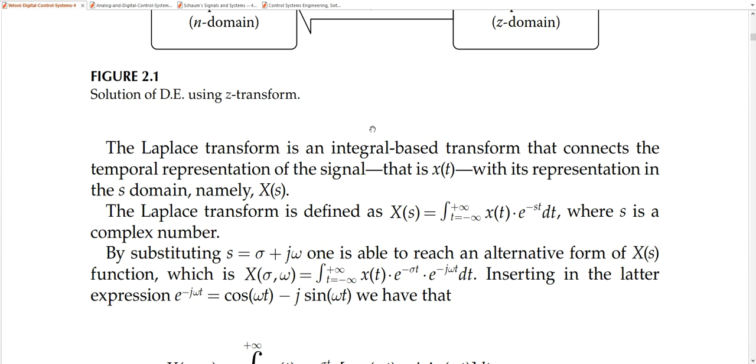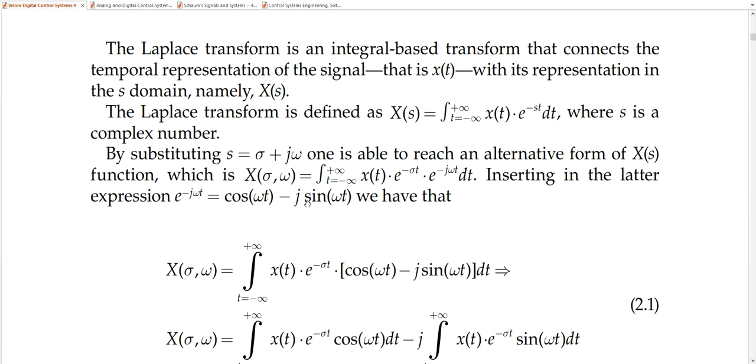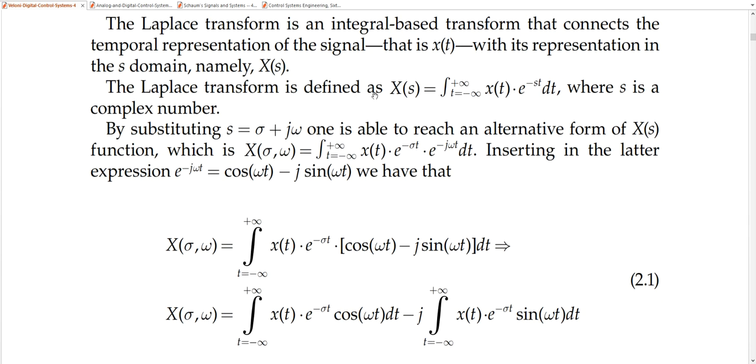So the Laplace transform is an integral-based transform that connects the temporal representation of the signal, that is x(t), with its representation in the s domain, namely X(s). The Laplace transform is defined as X(s) is equal to the integral of x(t) times e to the negative st dt, where s is a complex number. So the integral is from negative infinity to positive infinity, if that is a two-sided integration.